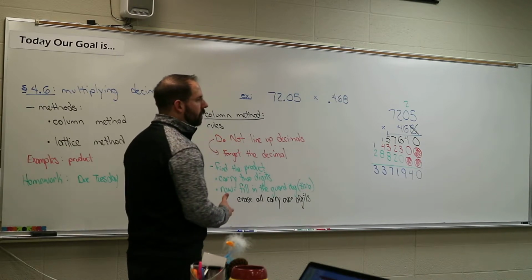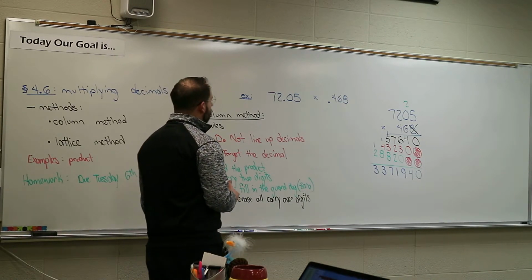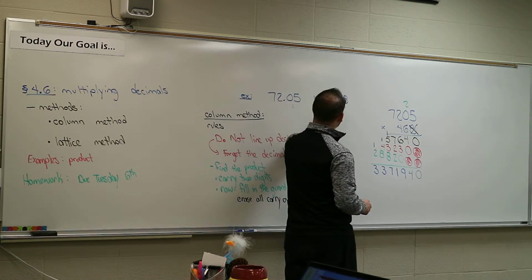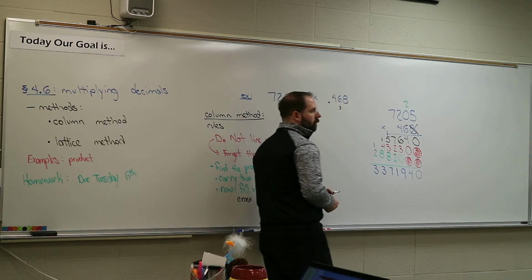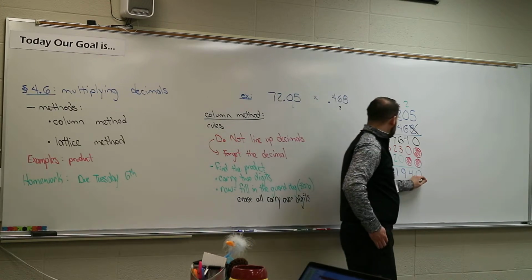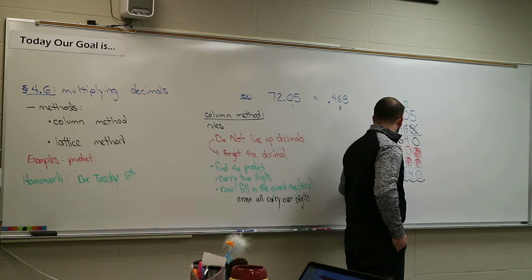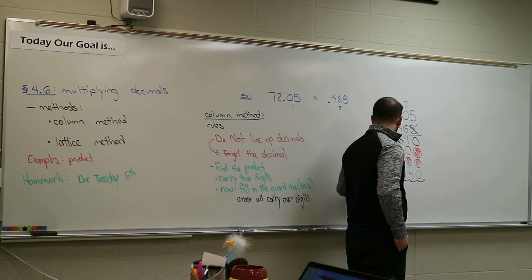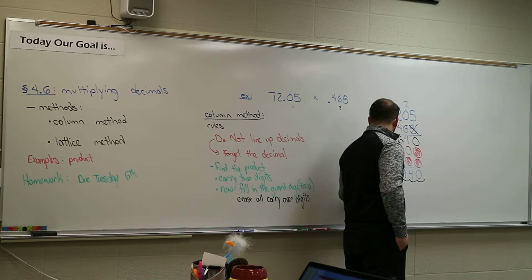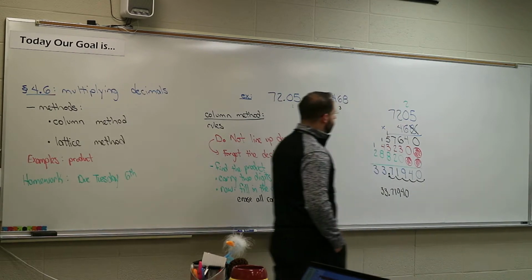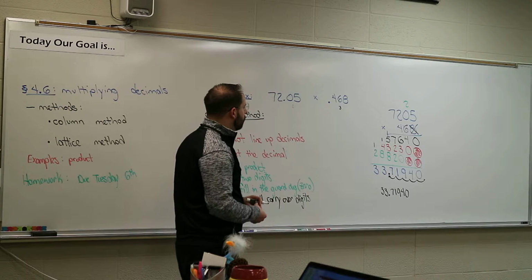How many spots over? 5. This had 2 decimal places, this one had 3 decimal places. 5 decimals. So, you start back here, 1, 2, 3, 4, 5. This is where it'll be. So it'll be 33.71940. And again, you wouldn't need the 0, but that's fine, okay?